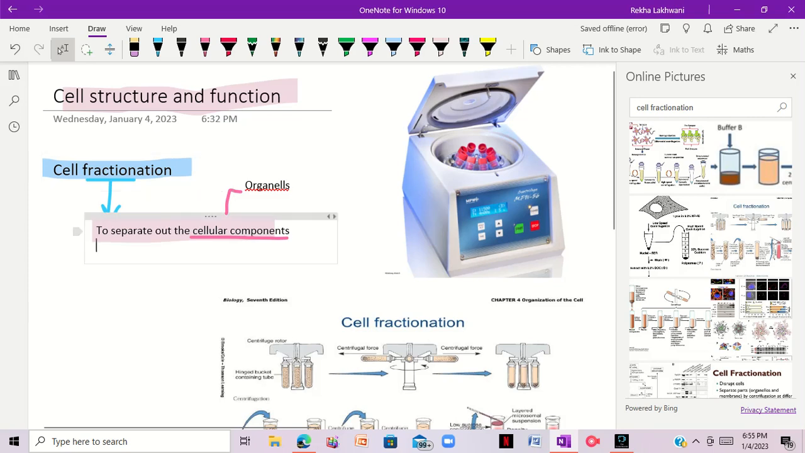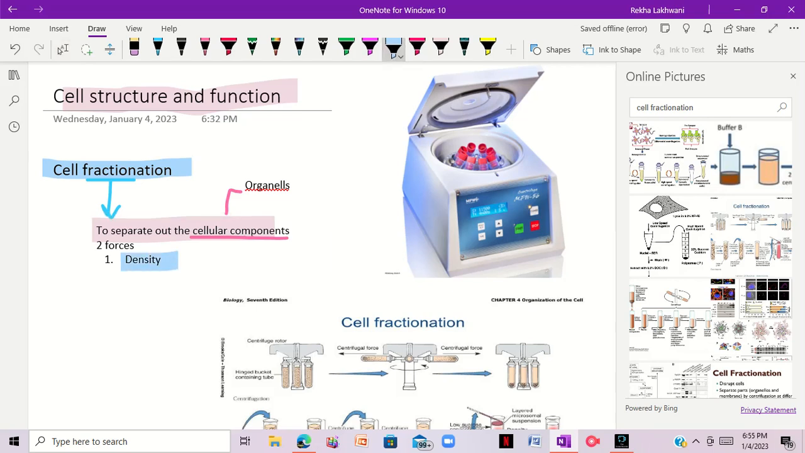Actually, in this process, two forces are utilized. The first is basically density. I know density is not a force, but it is utilized over here. The heavier object will settle down at the bottom and the lighter object will float above. We will look at this, don't get confused.